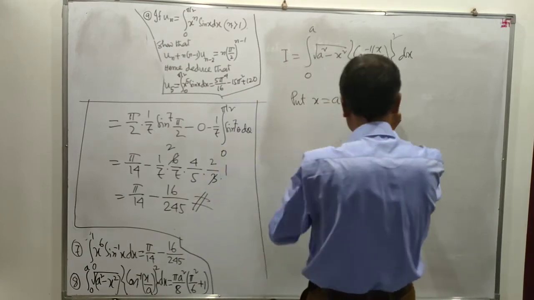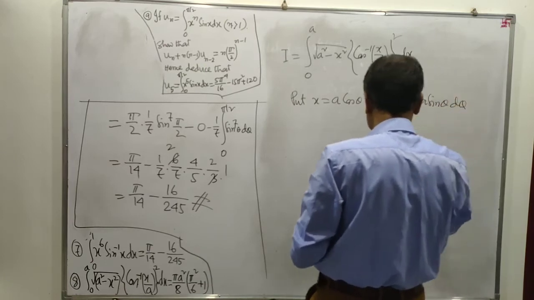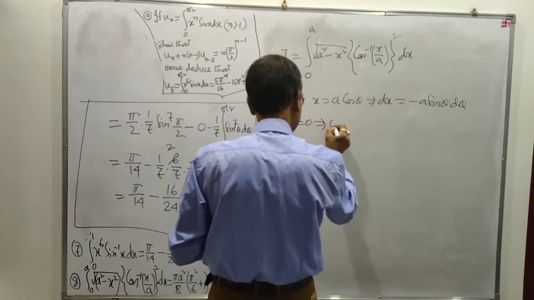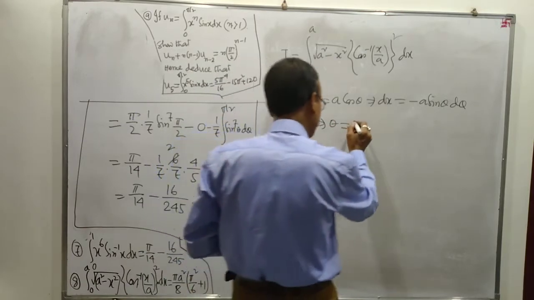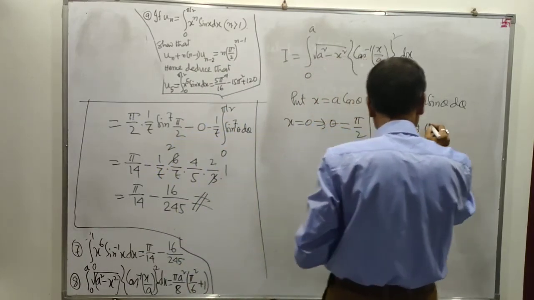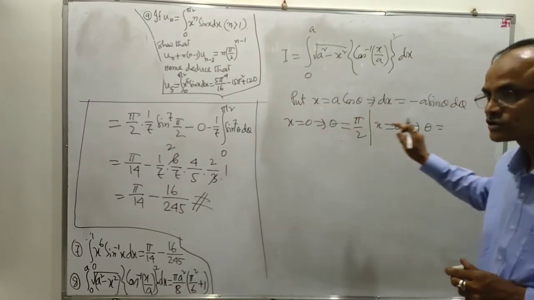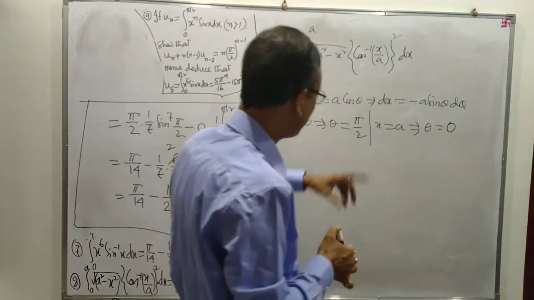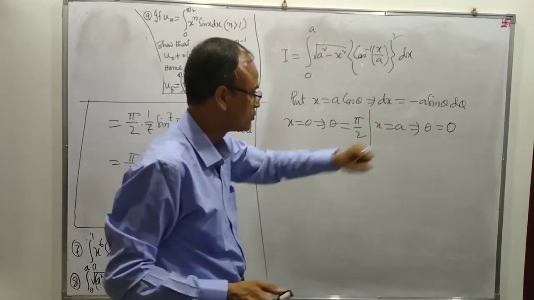This means dx is equal to minus a sin theta d theta. X equal to 0 implies cos theta is equal to 0, so theta will be equal to pi by 2. X equal to a implies cos theta is equal to 1, and cos 0 is equal to 1. Therefore theta is equal to 0.